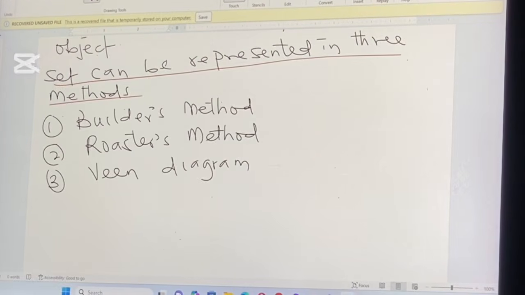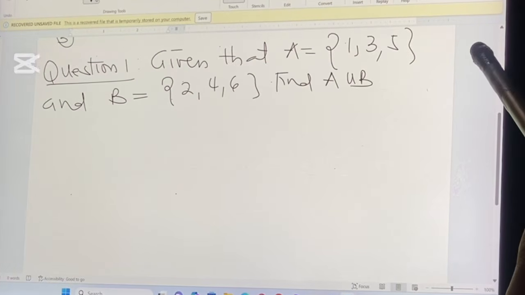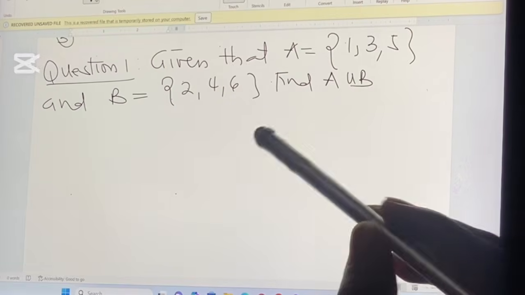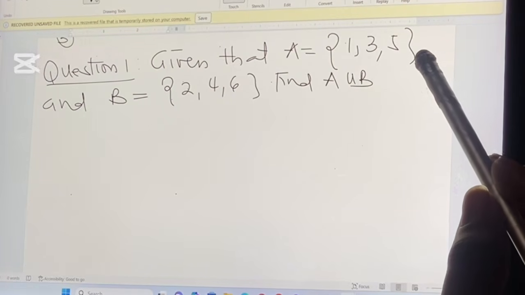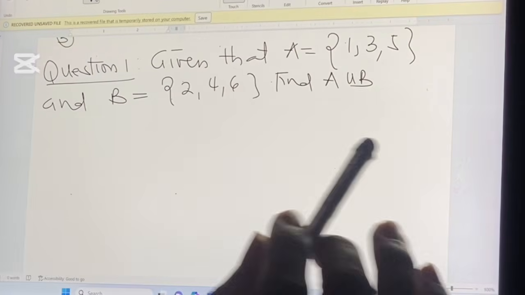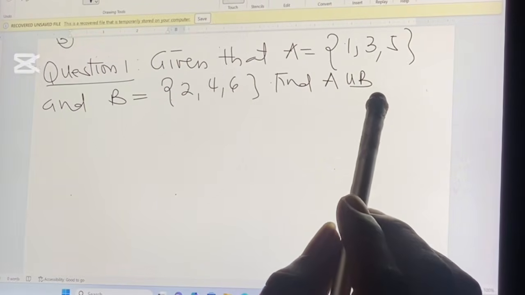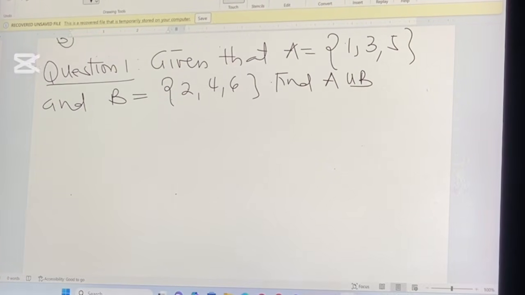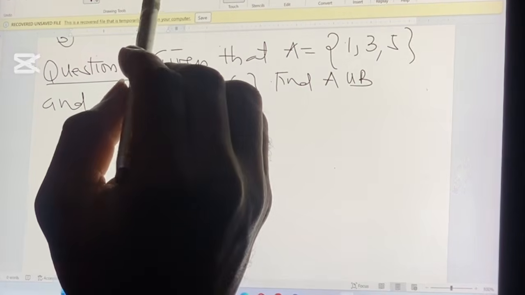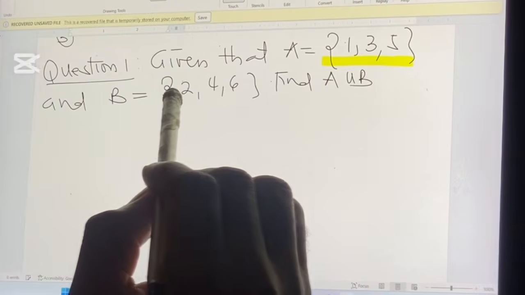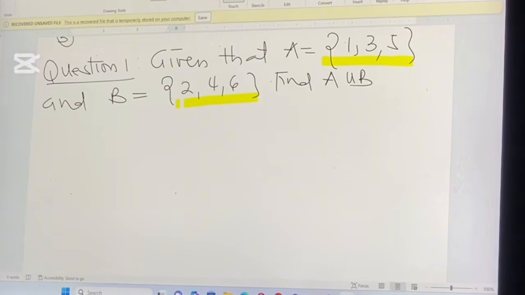Let's take some questions to understand this, please. Question 1, we are given this question here. They said, given that set A is equal to {1, 3, 5}, and set B is equal to {2, 4, 6}, find A union B. So before we find A union B, we have to know what union set is. The union set of two sets is a combination of the elements without repetition. So we have to combine these elements together without repeating any element.